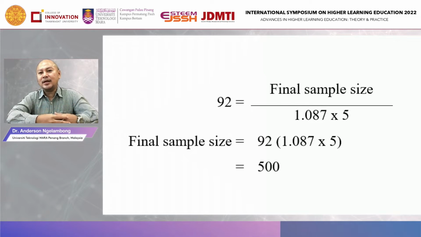I haven't got the number for the final sample size yet, but from my calculation I get the incident rate of 1.087 and the completion rate of 5. So these should be multiplied together and multiplied by 92. So I get 500 respondents for the 92 minimum sample size.